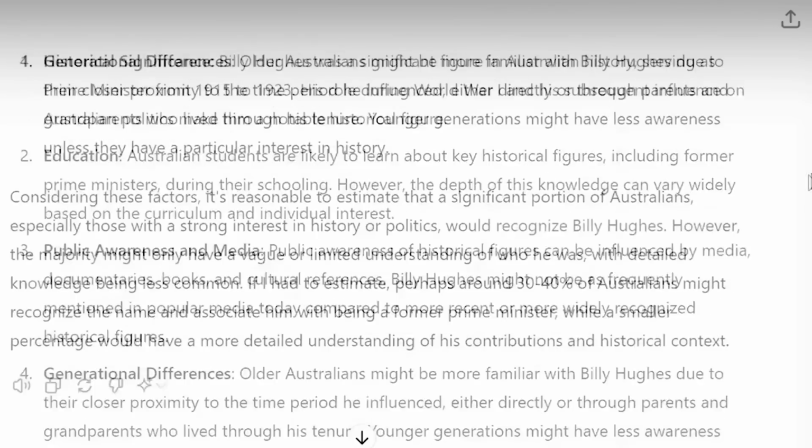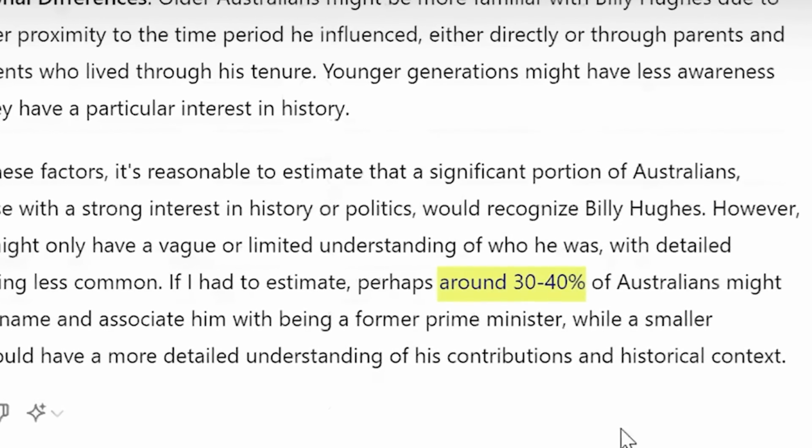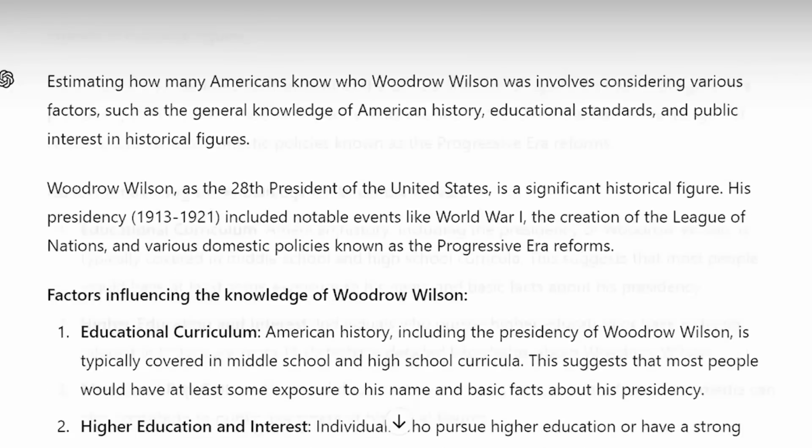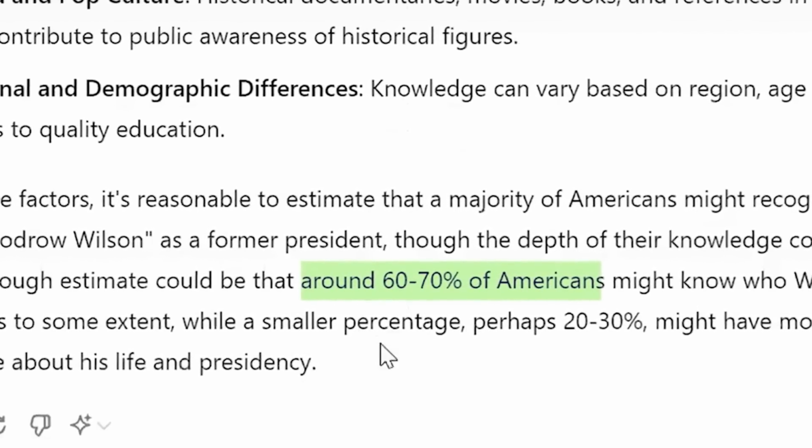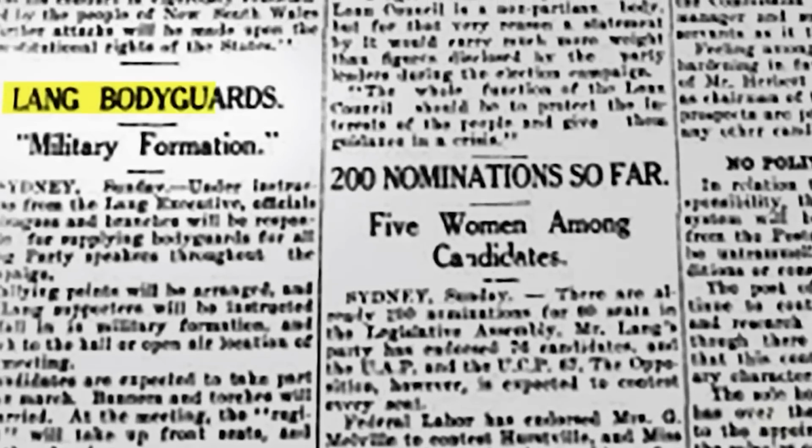And I might take a detour here as well. According to ChatGPT, only 30-40% of Australians know who Billy Hughes was. Compare that to his American counterpart, wherein 60-70% of Americans know who Woodrow Wilson was. That is wild considering Australia was in the war for 4 times as long, and then Hughes would go on to be pretty influential in World War II as well. For a developed country, we have to be one of the most historically illiterate nations in our own history. But it's okay, we're here to help.